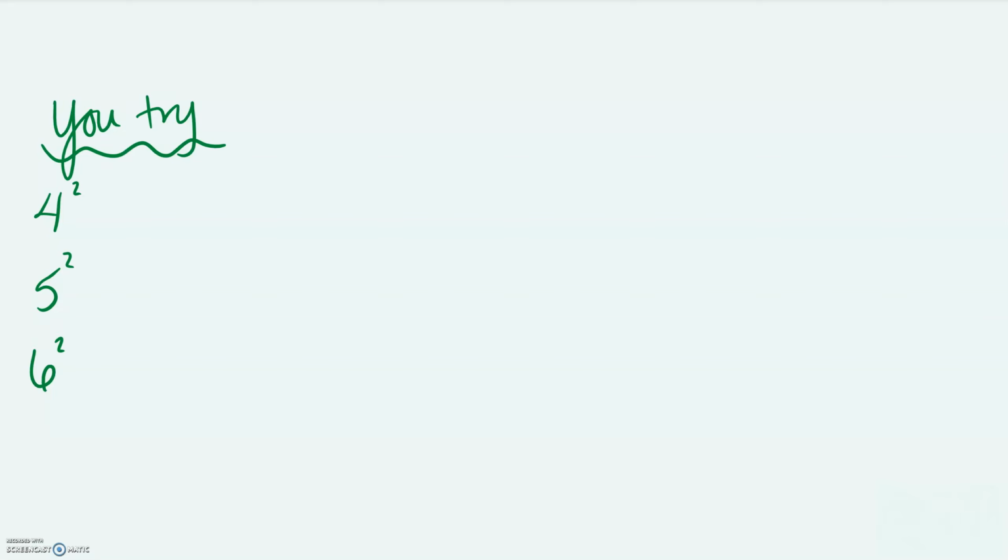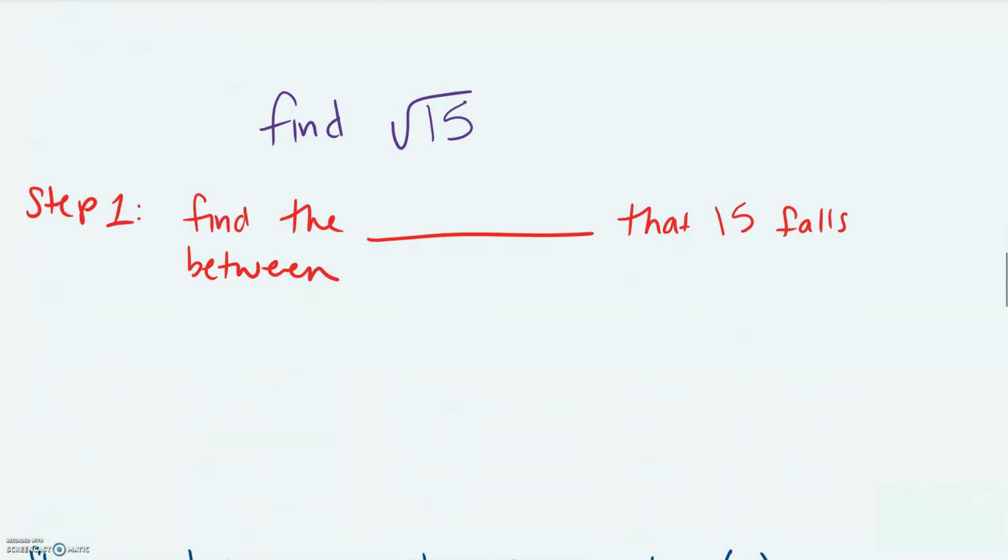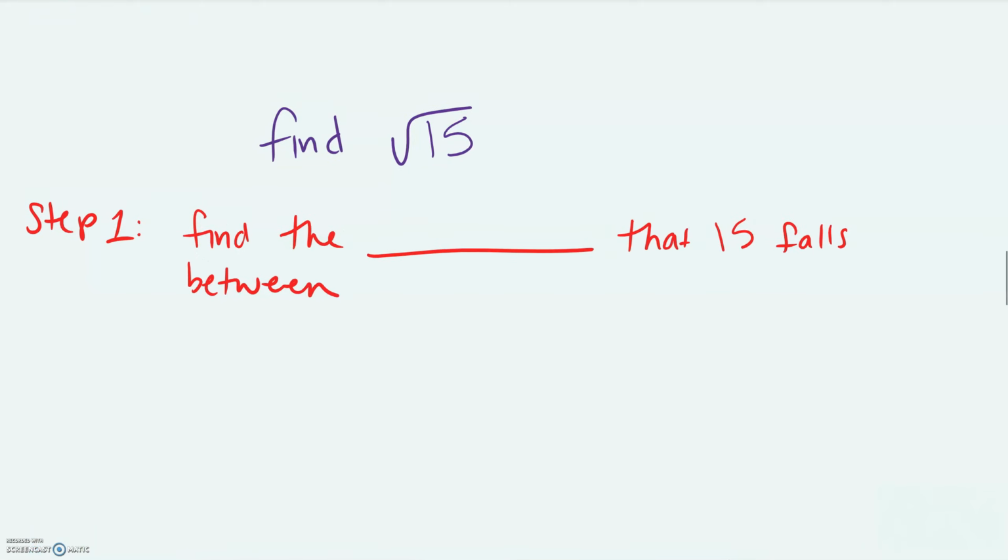Perfect squares are not the only possible square roots that we can find. This is where the estimating part of our objective comes in, so let's check out how to do that. Let's say I have to find the square root of 15. Step number 1 is to find the perfect squares that 15 falls between.